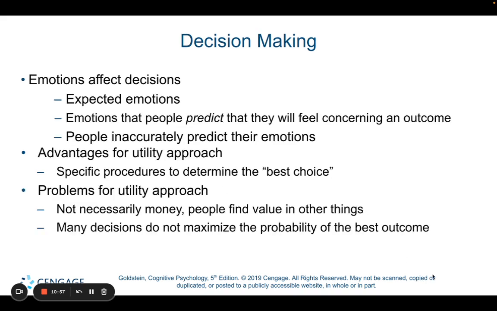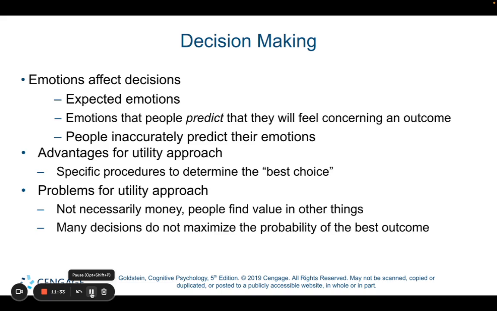When it comes to our ability to make decisions, sometimes our emotions can affect our decision making. We all have expected emotions, which are emotions that people predict they will feel when they receive a certain outcome. And we know that people can inaccurately predict their own emotions because we don't really know how we'll feel until we're in a situation. There are some advantages for the utility approach, which is the specific procedures to determine the best choice.